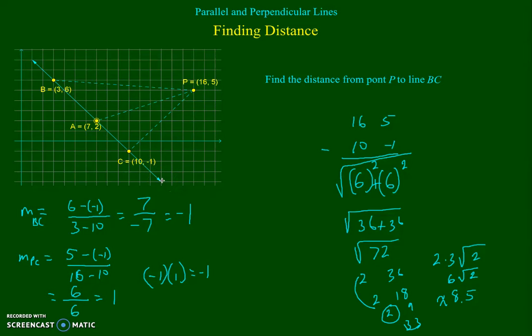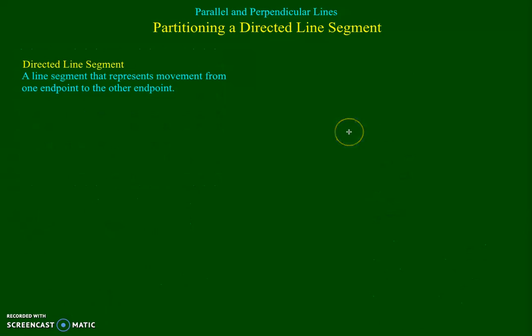All right, now we're going to look at a topic we've covered in a previous series, but we only covered it in one dimension. We just covered it on a number line, and that's called partitioning a directed line segment. Before we were just partitioning a number line, but now we're actually going to be looking at partitioning a directed line segment.